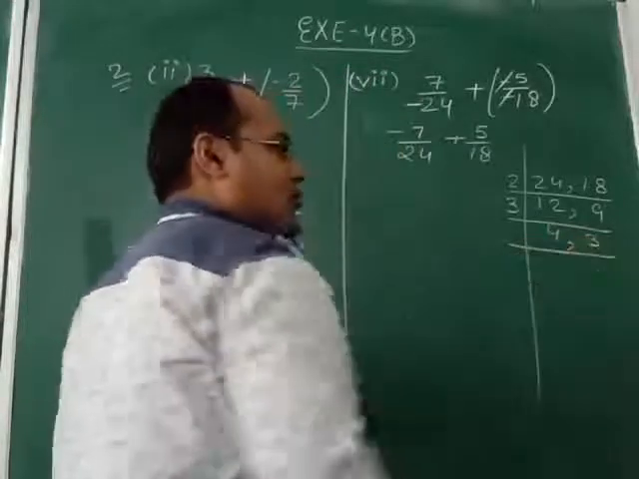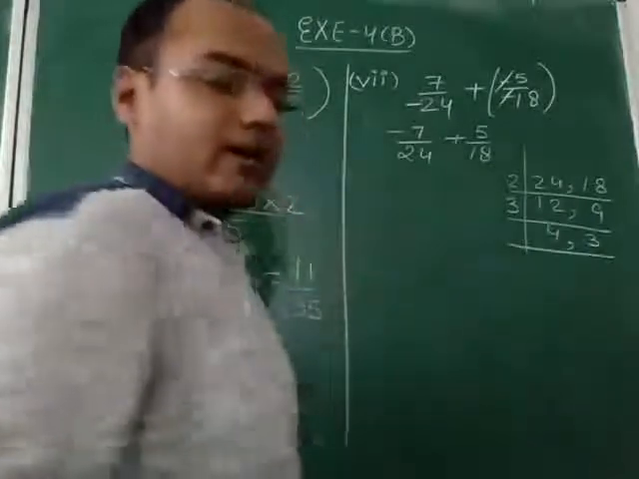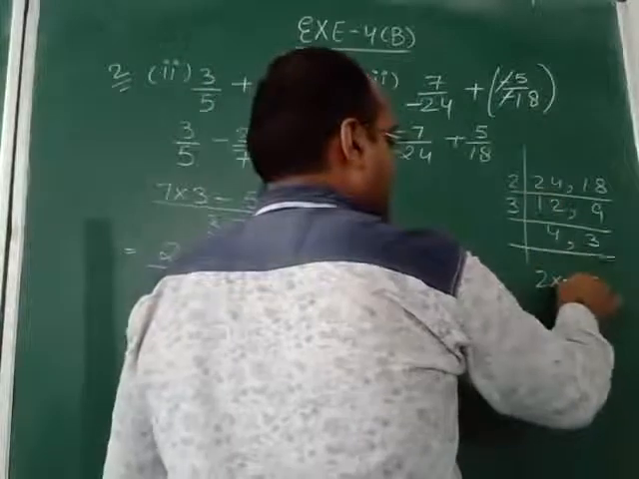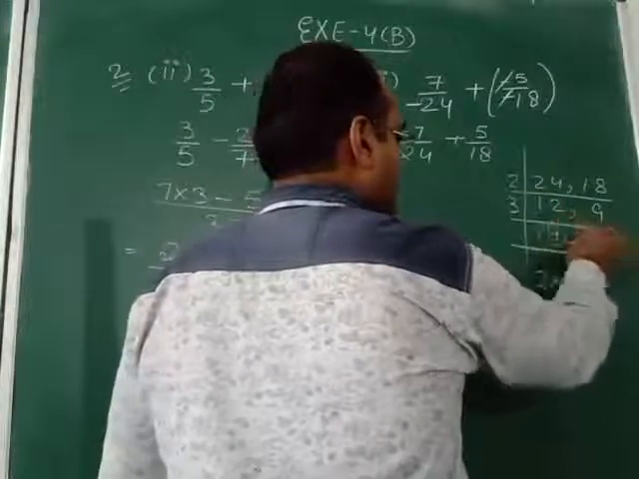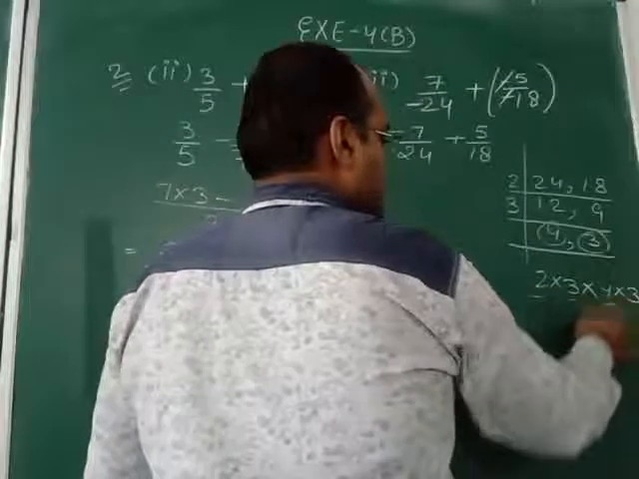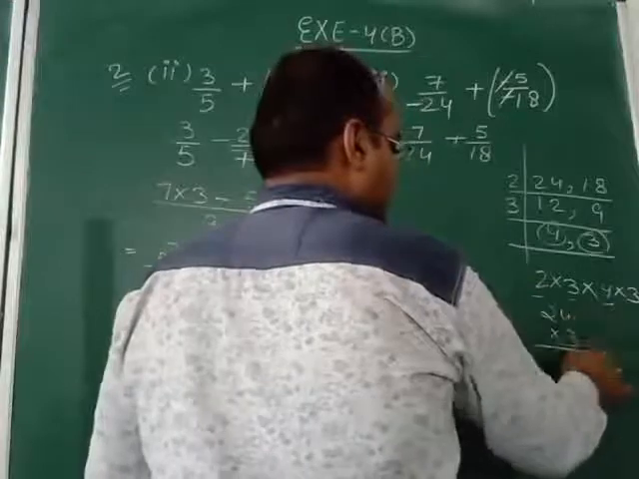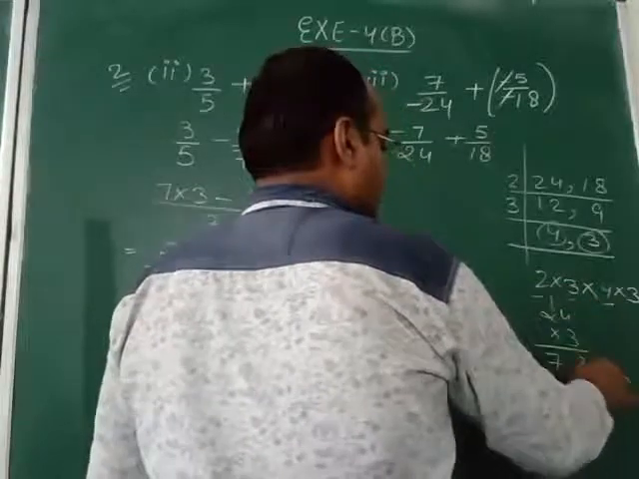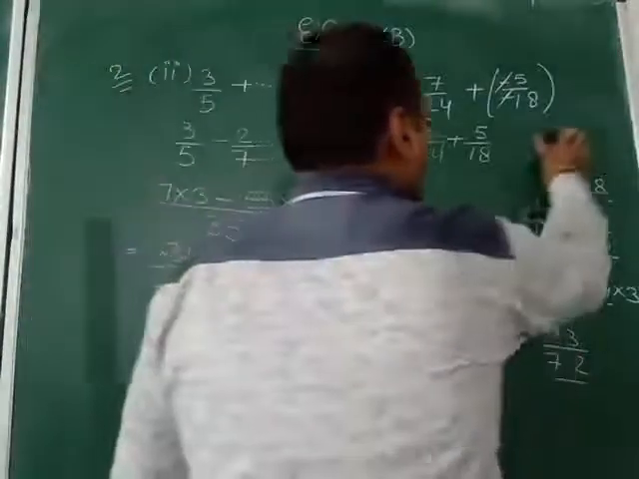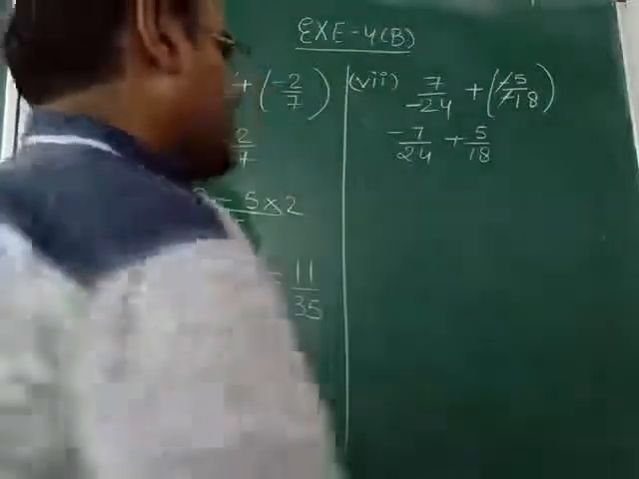Now these two are not coming in the same table. So no need to solve it further. We will directly write here the LCM is 2 into 3 into these two numbers also, 4 into 3. So 3 twos are 6, 6 fours are 24, 24 into 3, 72. So finally we got the LCM 72. So we will write here 72 is the LCM.